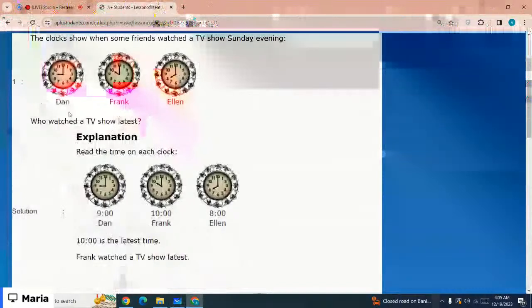This one, the Dan clock shows 9 o'clock, right? Then the Frank clock shows 10 o'clock. And then the last one, Allen clock shows 8 o'clock, right? So you need to see which is the latest time, right? So 8, 9, and 10. So obviously 10 is the latest one. So that means Frank watched a TV show latest, right? Let's just start with the test questions.